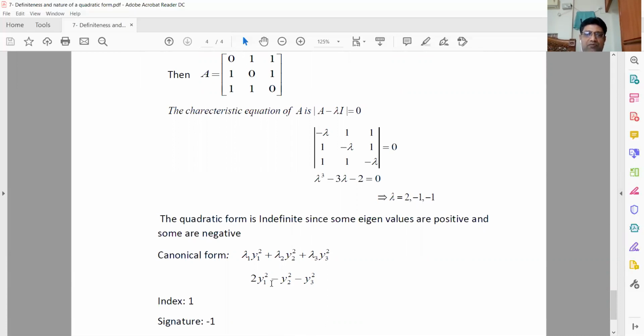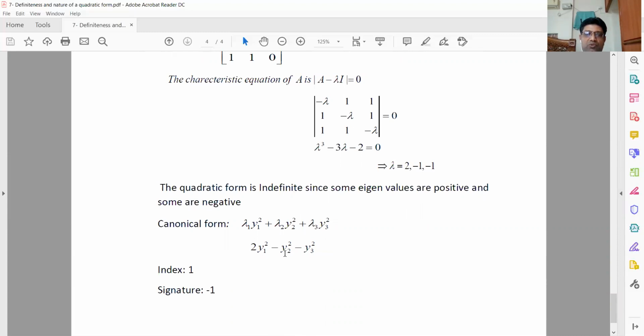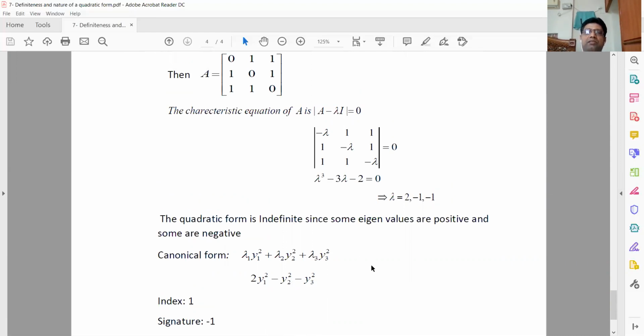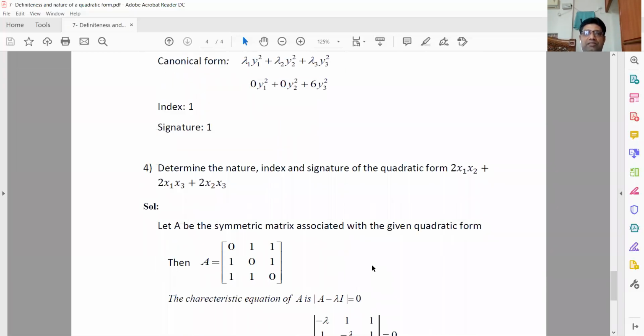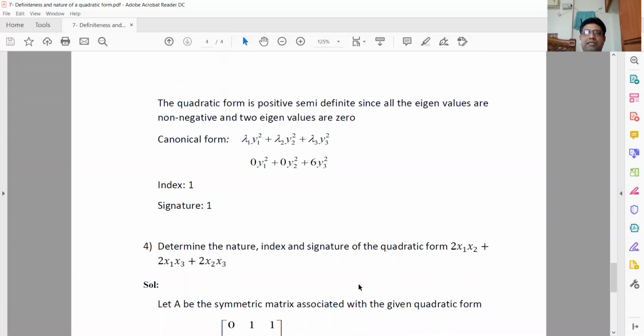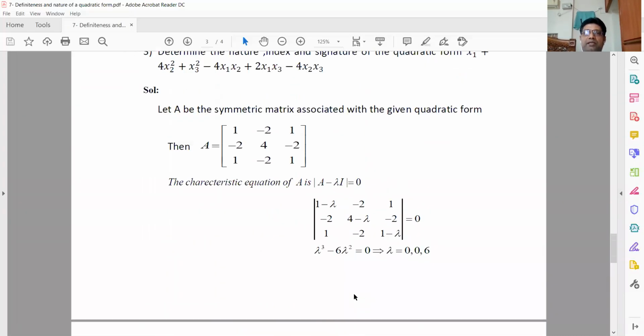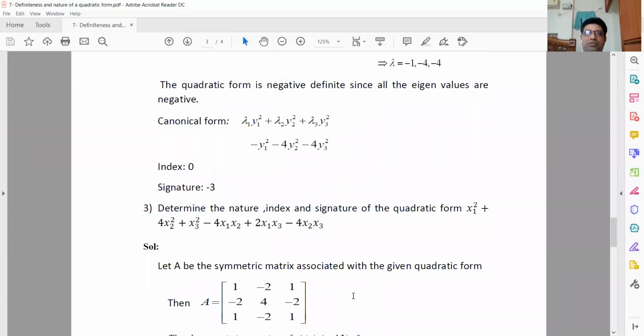So write the canonical form. So index is how many positive square terms are there? 1. How many negative square terms are there? Here in this, 2. So the difference is 1 minus 2, minus 1, is the signature. So this is the way of calculating the definiteness, nature, both are said, index and signature of a given quadratic form. I hope you understood this lecture.